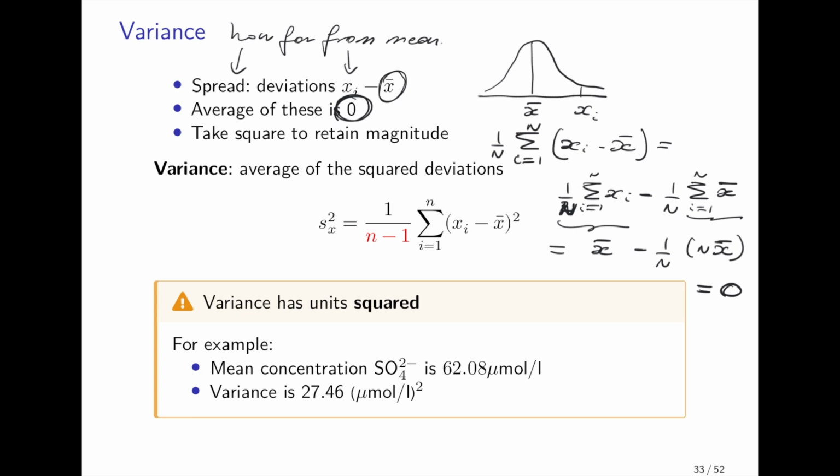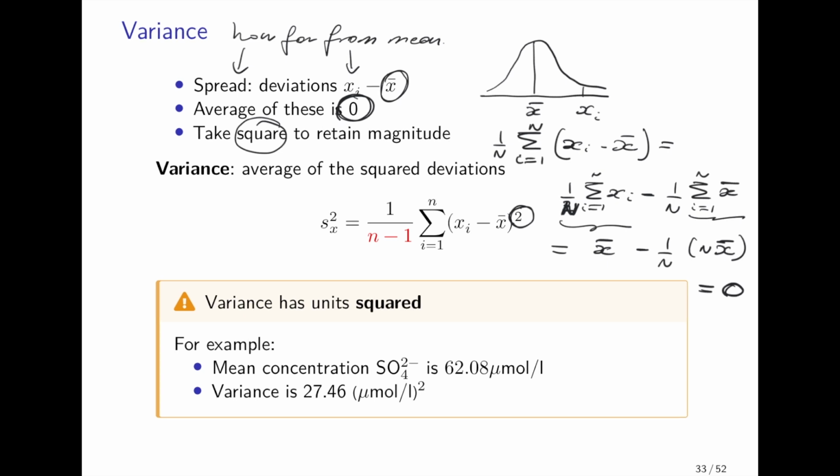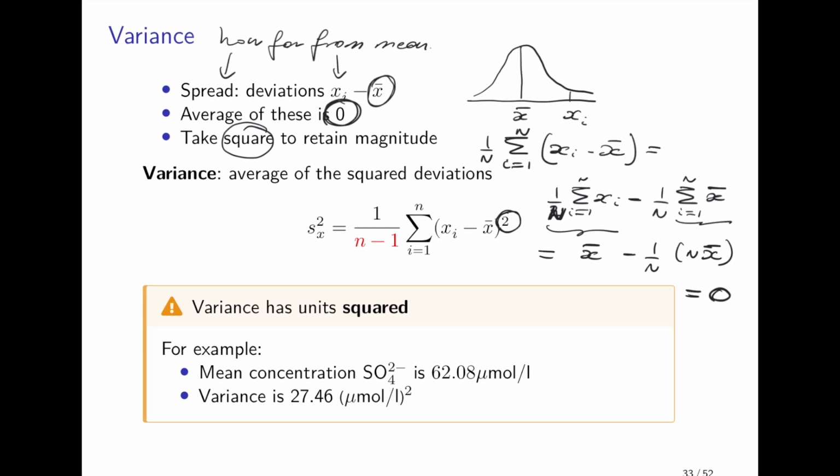What we're going to do instead is, what we care about is the magnitude of the spread, not whether it's positive or negative. So we're going to take the square. We take the square here of the spreads, and then we take the average. We sum over all the i's, and we divide by the number of observations. If you do that, then you get what we call the variance. This is the average of the squared deviations or the squared spread.